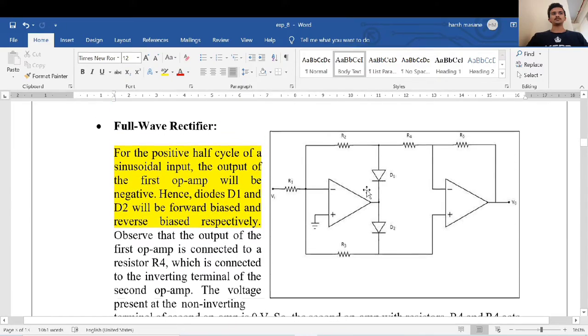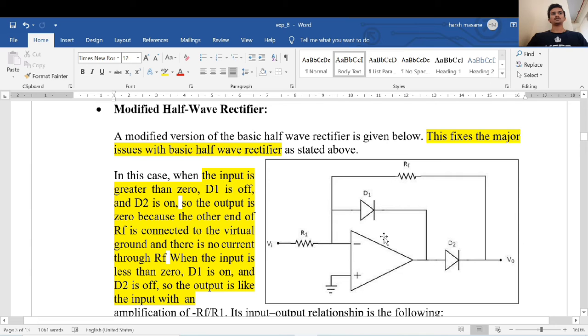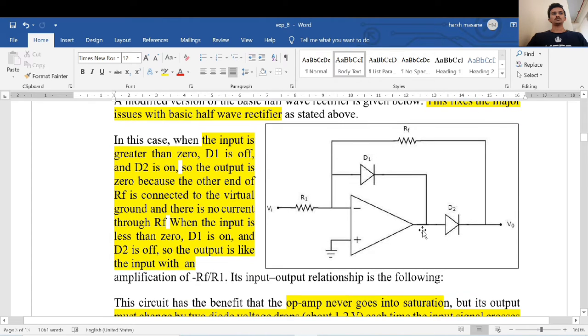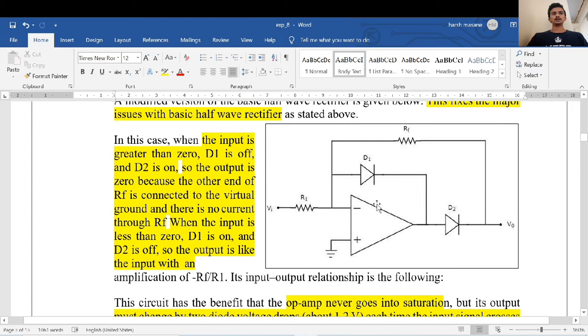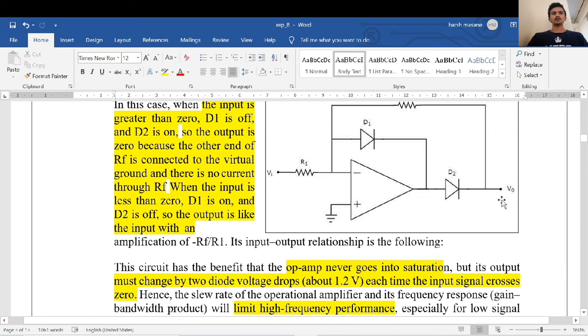So this is our circuit, our modified half wave rectifier. In this, when the input is greater than 0, or when the positive cycle comes, the diode D1 is off and diode D2 is on. Because the other end of the RF is connected to the virtual ground, there is no current through the RF, so the output is 0.